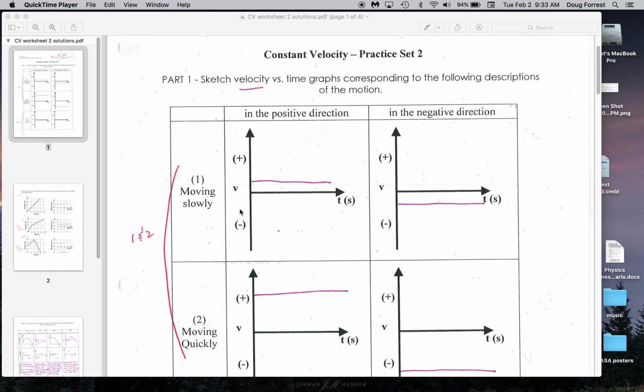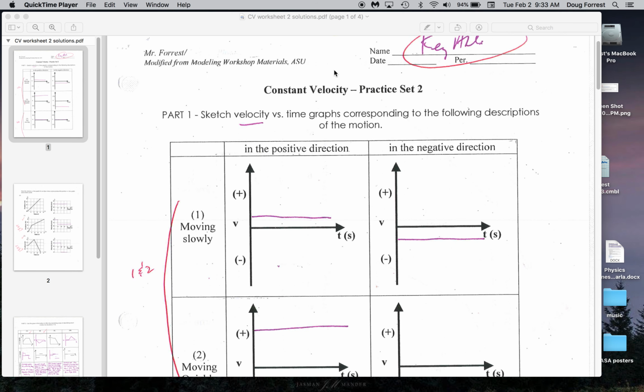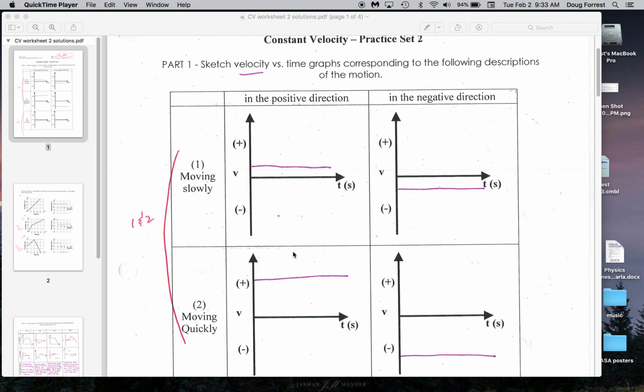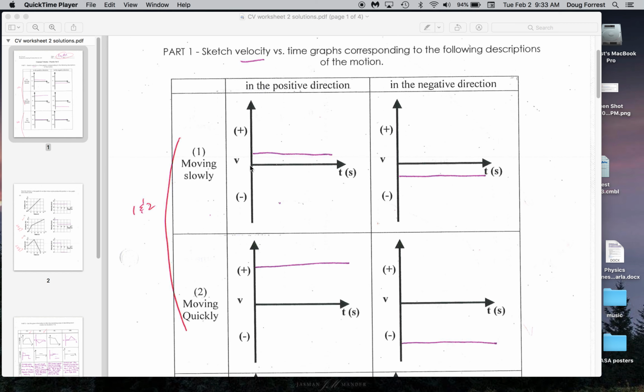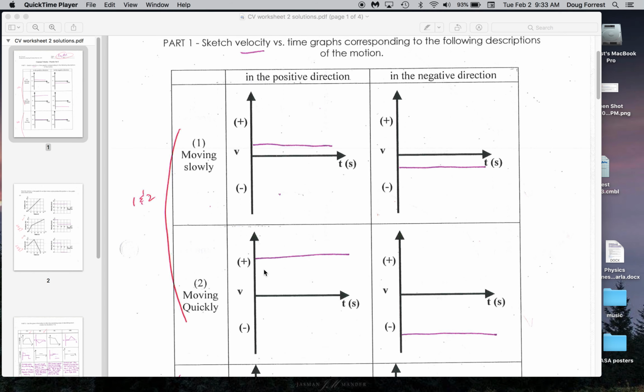We wouldn't be at an angle because our velocity isn't changing. Again, this is all constant velocity. If you still think it should be, I think you're thinking of a position time graph. A position time graph would have a constant slope, but a non-zero slope. And for positive velocity, that'd be a positive slope. For negative velocity, that'd be a negative slope.